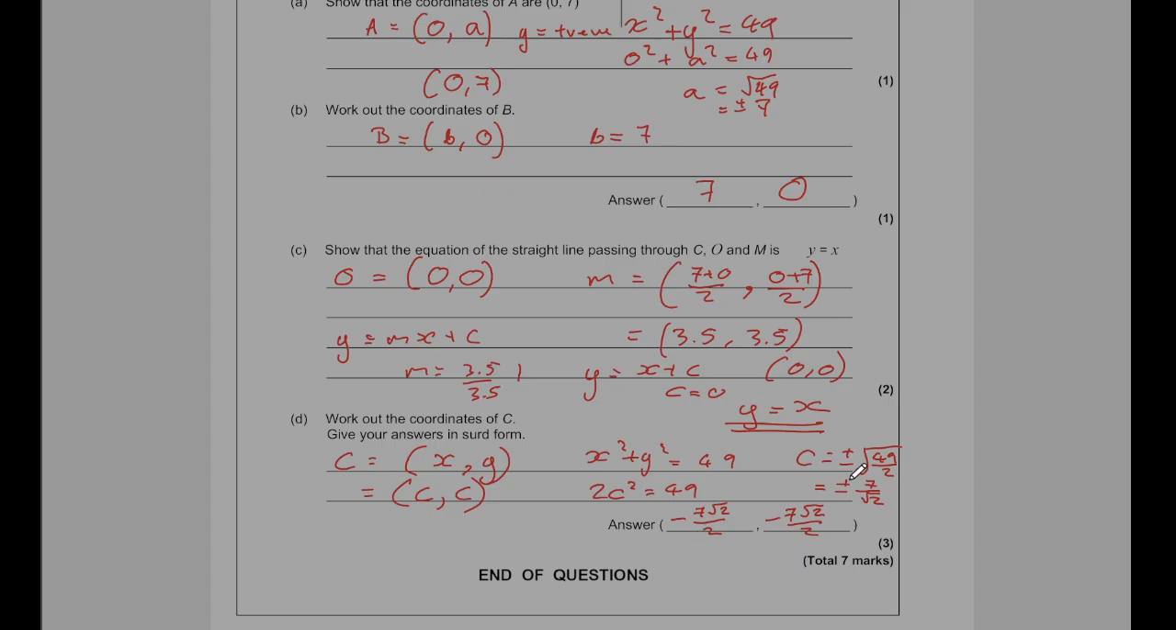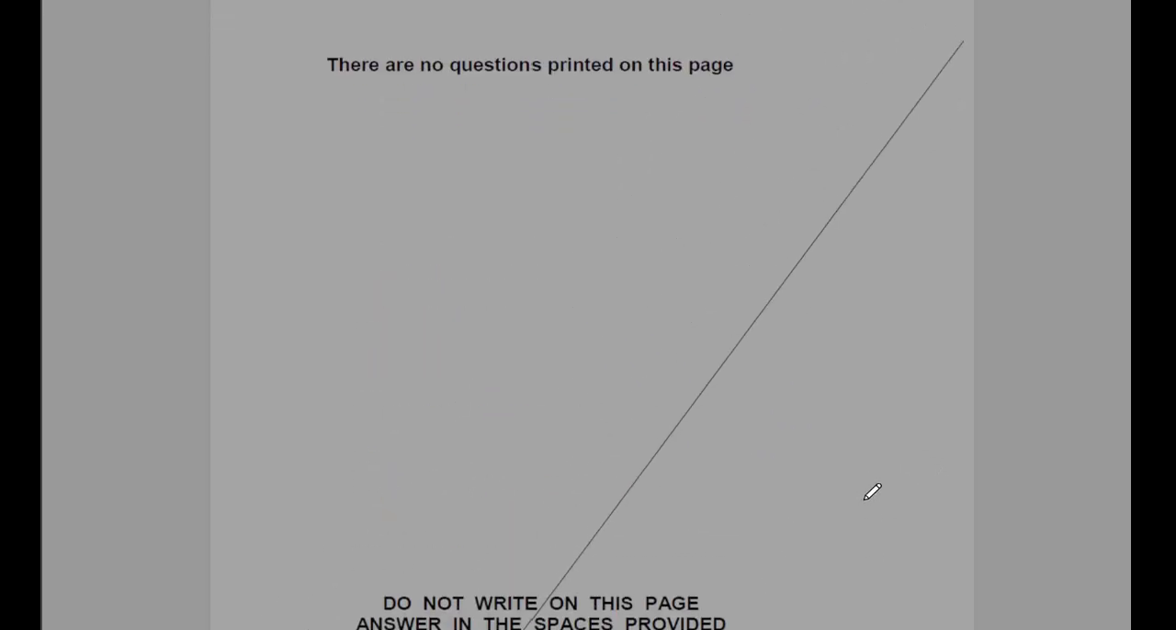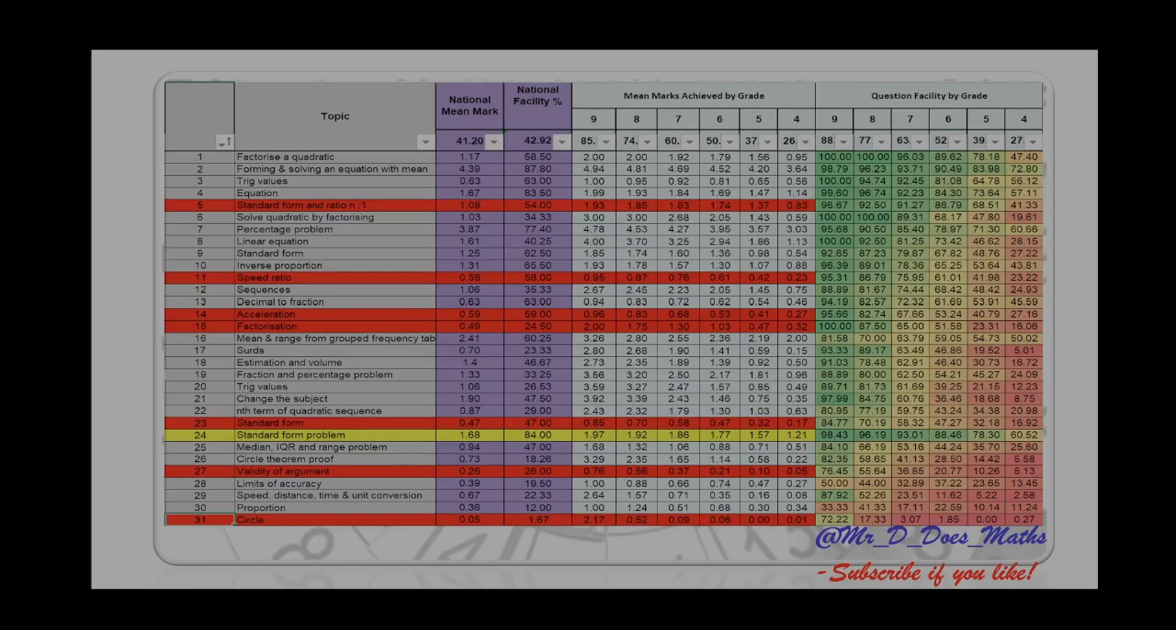And that brings us to the end of this paper. So I'll bring up the question level analysis, which will give rough grade boundaries. Okay, so I will try to chapter index this video by the topics, just if you want to direct some further independent study at those aspects. Rough grade boundaries for the paper are kind of here, alongside question facility by grade.